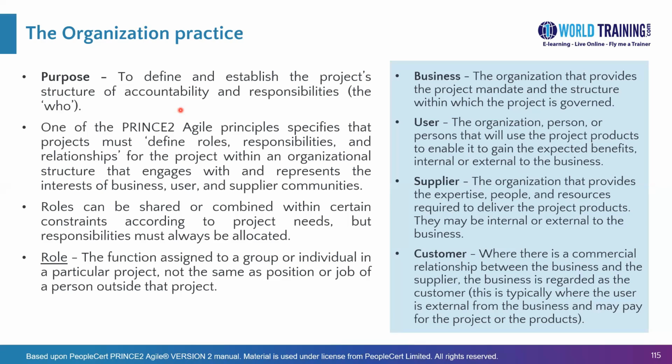Another key thing here is the relationships as well. One of the PRINCE2 Agile principles is about defining roles, responsibilities, and relationships, which means that the reporting or the connections between the various roles should also be indicated.